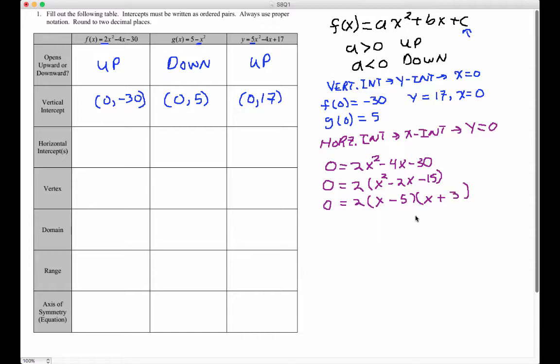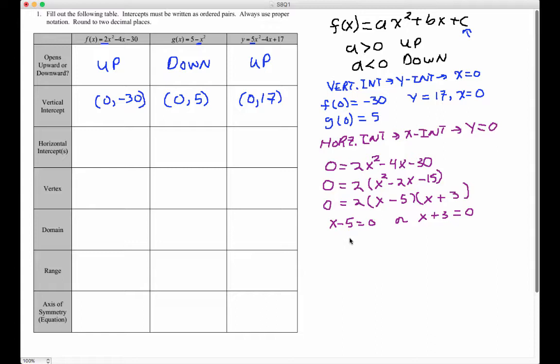Okay, so let's check that, make sure I did that correctly. -5 times 3 gives me a -15. -5x plus 3x gives me a -2x, and x times x gives me x squared. In other words, mentally remultiply that out to make sure you got that done correctly. All right, now by the zero product property, that tells me that either x minus 5 was equal to 0 or x plus 3 was equal to 0.